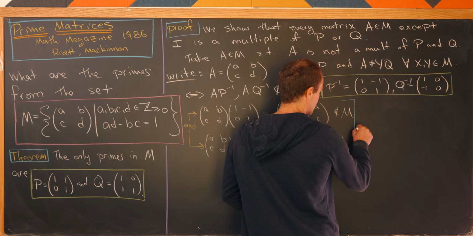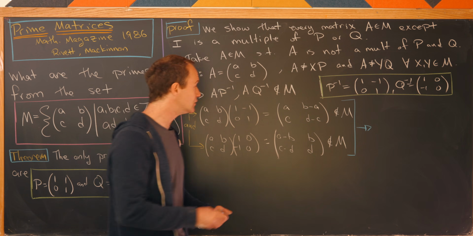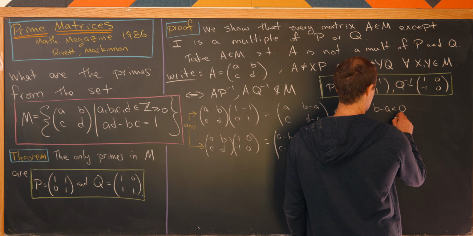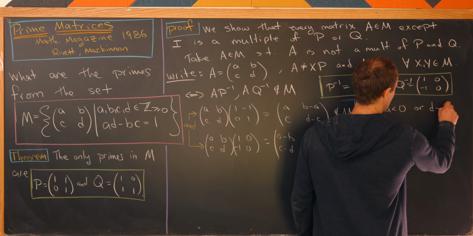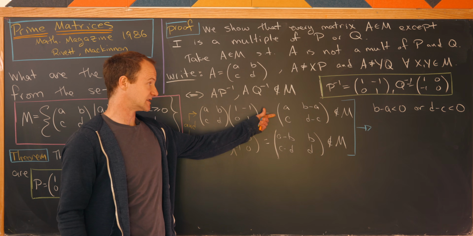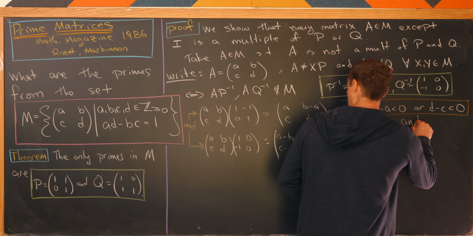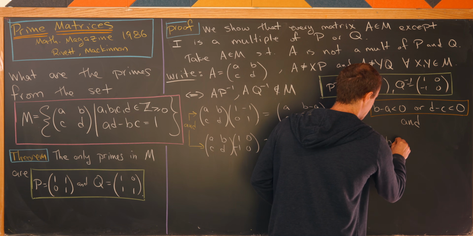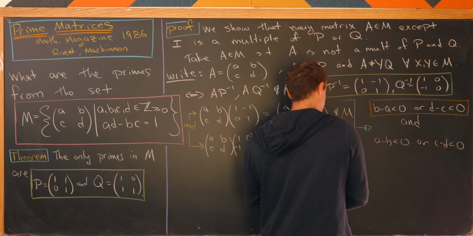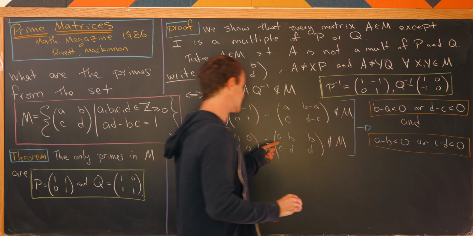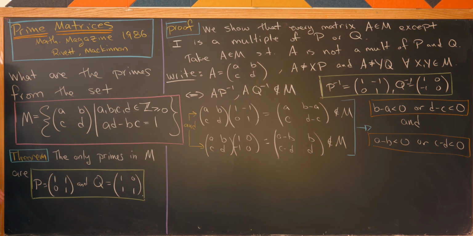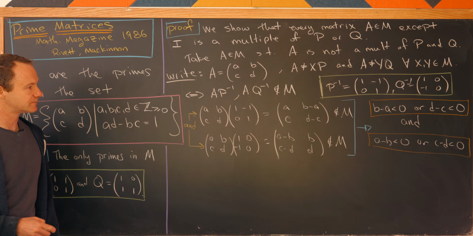So the fact that these are not inside of M gives us two conditions. We know that B minus A is less than 0, or D minus C is less than 0. That's what it takes for this to be not inside of M. And we know that A minus B is less than 0 or C minus D is less than 0. That's what it takes for this matrix to be outside of M, because that means it would have negative entries, but M doesn't have matrices with negative entries.